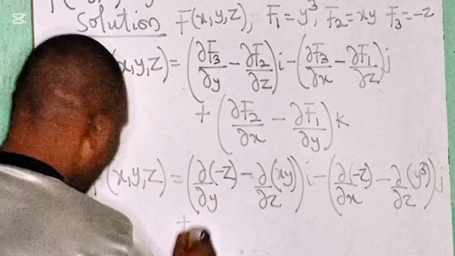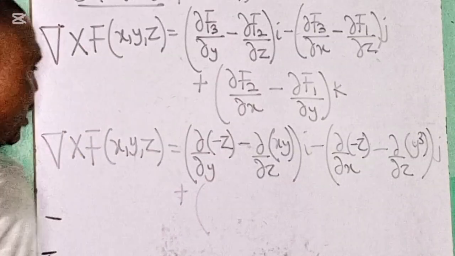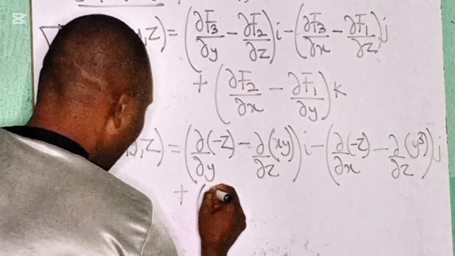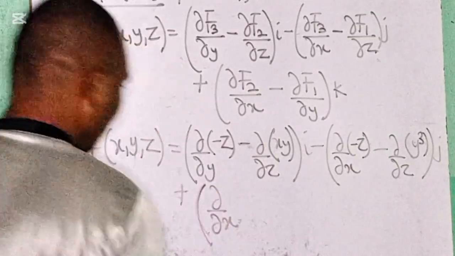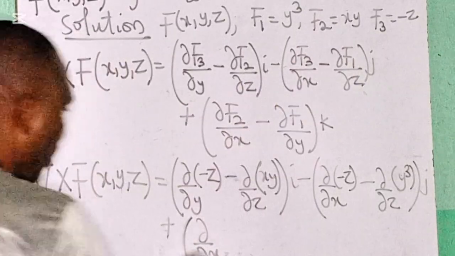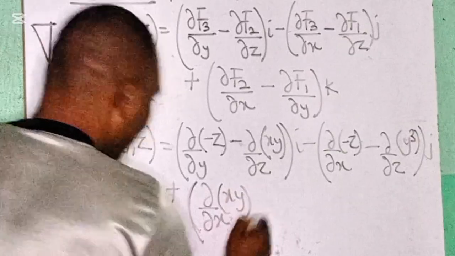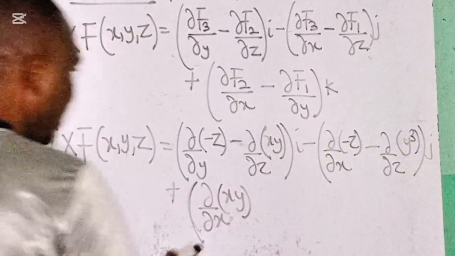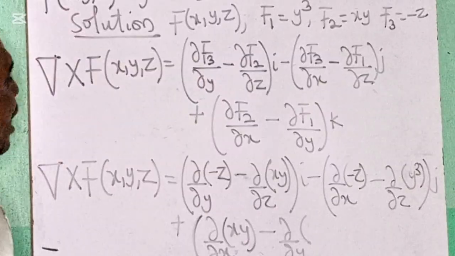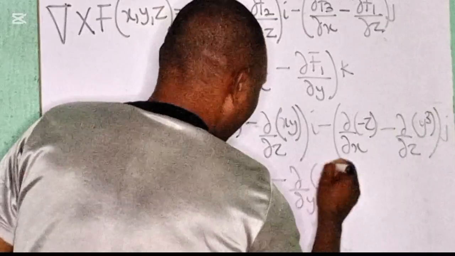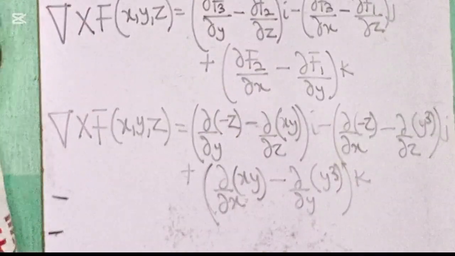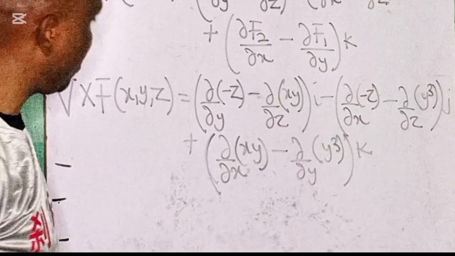Then plus brackets open. Now we are going to be writing. Remember that our f2 here is xy, so let's put xy. Is that clear? Then minus. Now our f1 is y cubed. That is k. Remember that we are still looking for the curl of the vector field.